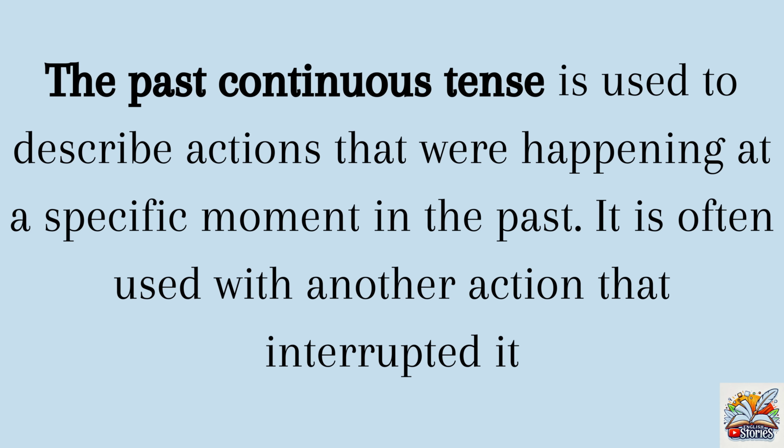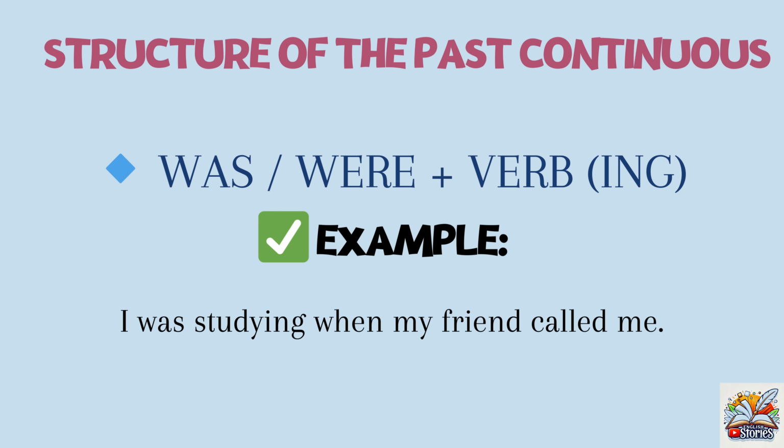So, what is the past continuous tense? The past continuous tense is used to describe actions that were happening at a specific time in the past. It is often used to show that an action was in progress before another action interrupted it. Structure of the past continuous: was or were plus verb-ing. Example: I was studying when my friend called me.